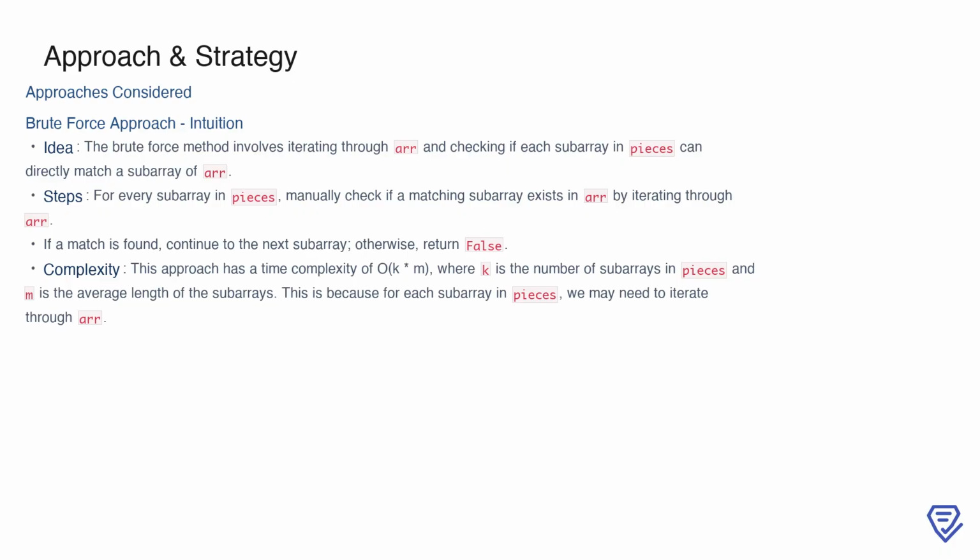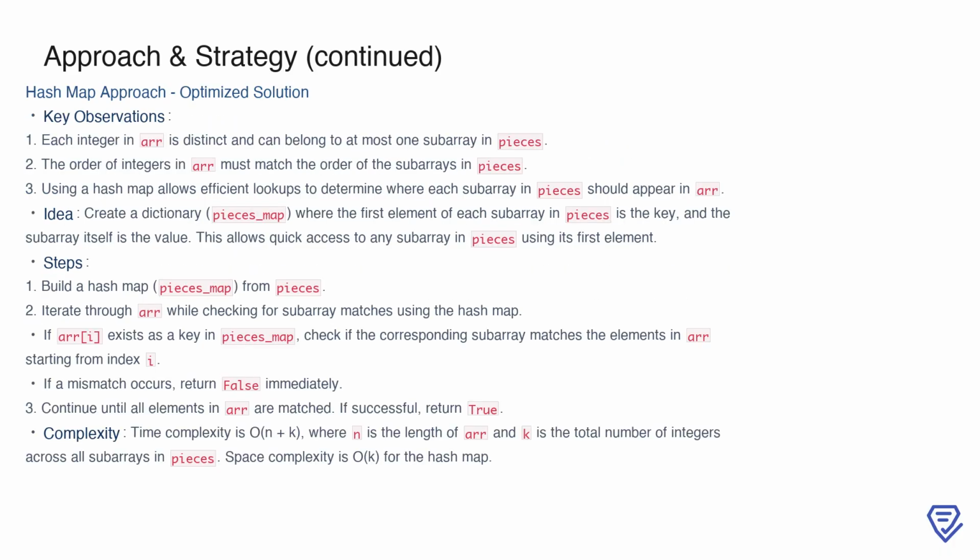The complexity of this approach is determined by the number of subarrays in pieces and the average length of each subarray, which results in a time complexity of O(k*m). While this approach is conceptually simple, it can be computationally expensive for larger inputs due to repeated scans of ARR for each subarray. Now, let's move to the optimized solution using a hash map.